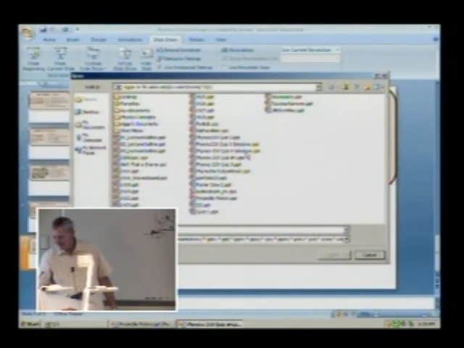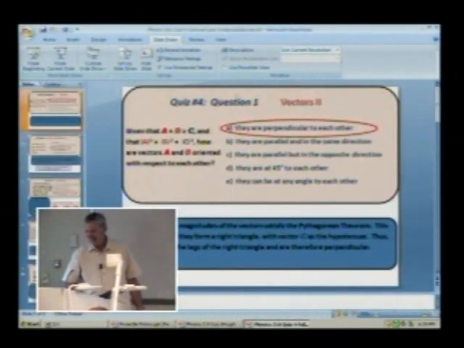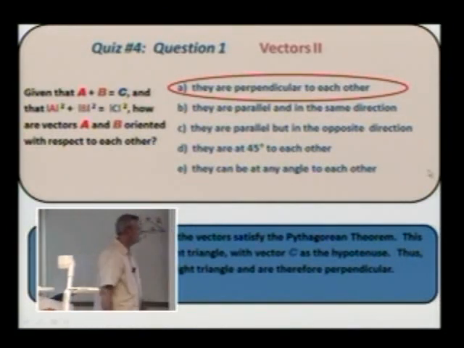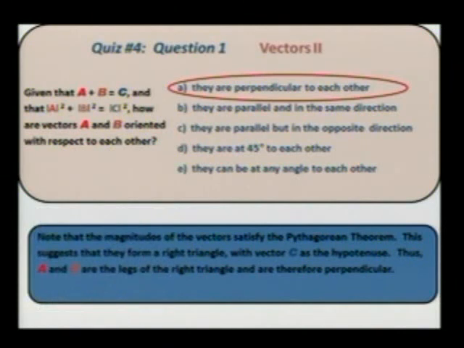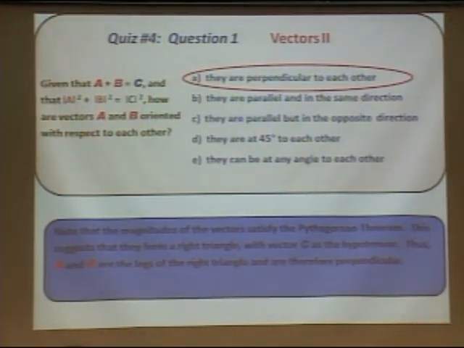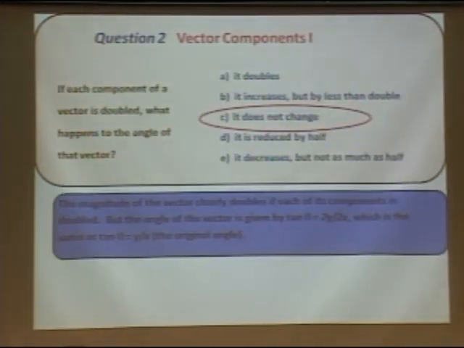Open solutions, from the beginning. There you go. Yeah, they're perpendicular to each other. This is just the Pythagorean theorem. That's all it's saying. If A squared plus B squared... I'm not going to say anything more. They're perpendicular. I would just muddy the waters. Okay, and here we go.